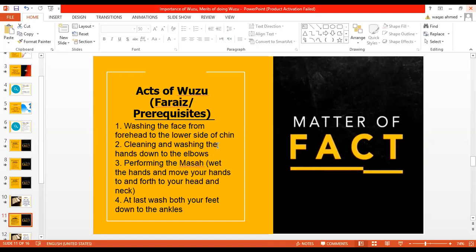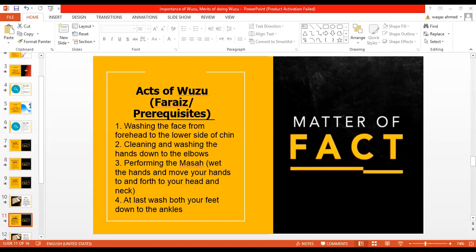And the second prerequisite of the wuzu is that you have to clean and wash the hands down to the elbows. Okay, you have to start washing from your hands, and you have to end till the down of the elbows. This is the second one.